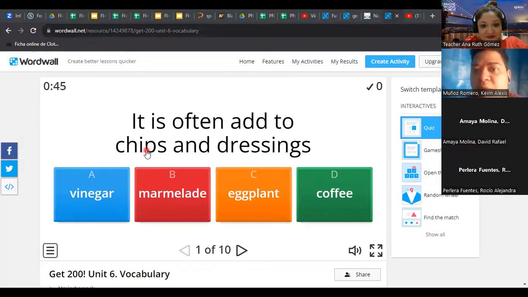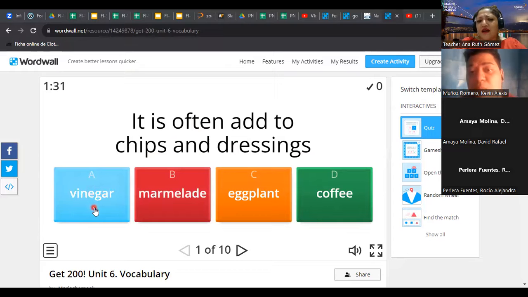It is often added to chips and dressings. Okay. Thank you. What is the answer? Everybody, what is the answer? A, B, or D? This is marmalade, right? So which is the answer? The meaning of add is agregar, all right, everybody. So it is often added to chips and dressings.